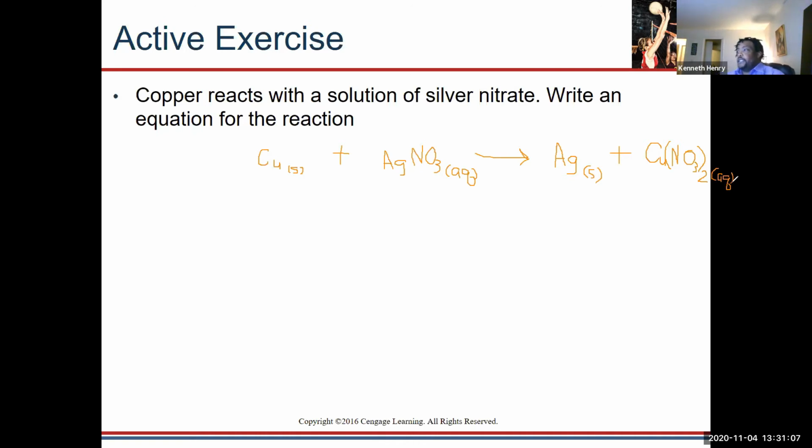Okay, is it balanced? Do we need to write the Roman numerals for the metals in this situation, or no? Because we're already assuming it's 2. Never in the chemical formula, you never write Roman numerals. Ever. You're right.